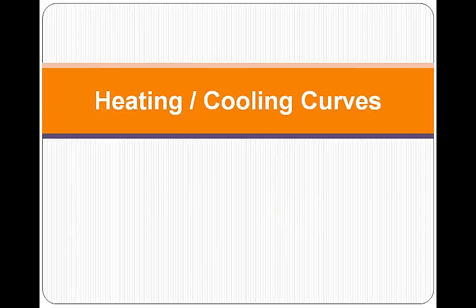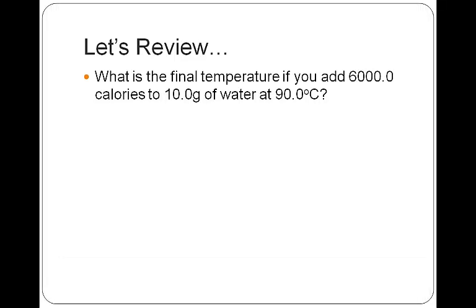Hello there, chemistry student. Today we're going to talk about heating and cooling curves. First, I'd like to start with a review question. Hopefully you remember how to do this with the Q equals mcΔT equation. I'd like you to calculate the final temperature if you add 6,000 calories to 10 grams of water at 90 degrees Celsius. Okay, well, let me help you out with this.